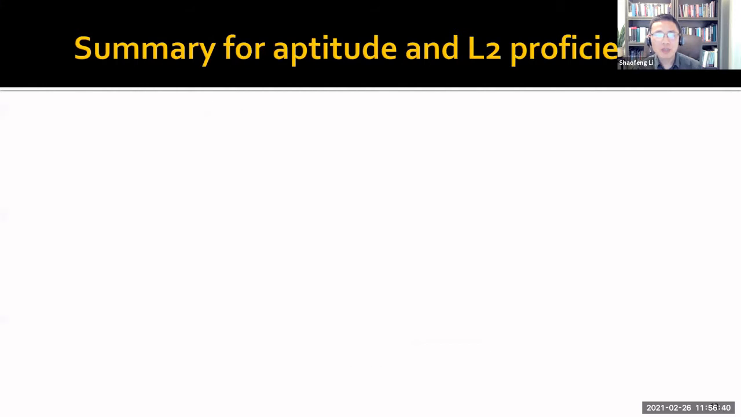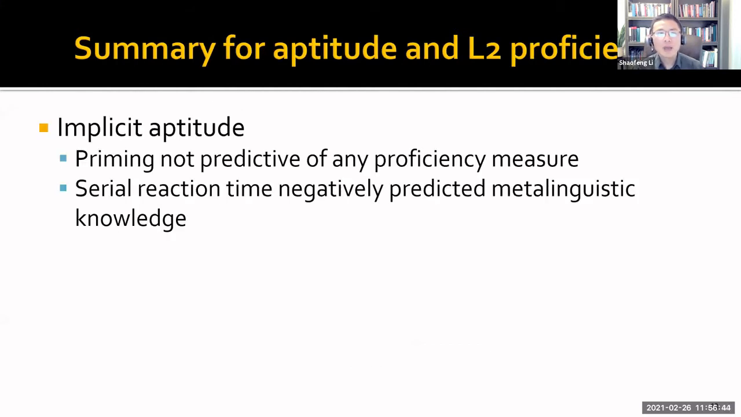So let me summarize the results for the third research question. Priming was not predictive of any proficiency measure. Serial reaction time predicted a measure of proficiency, but it was a negative predictor of metalinguistic knowledge. Yes, it was a predictor, but a negative predictor.